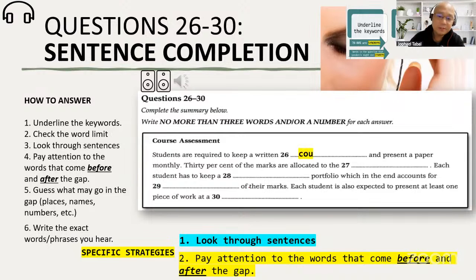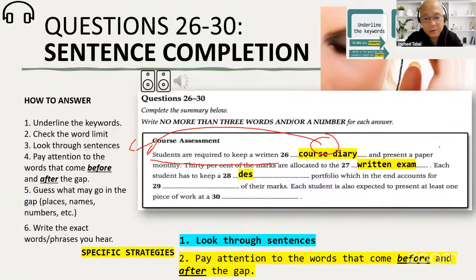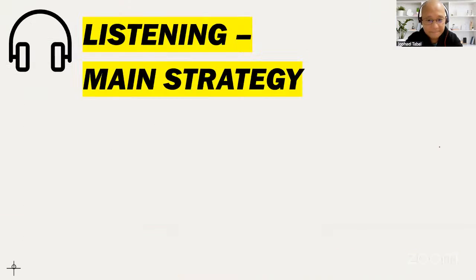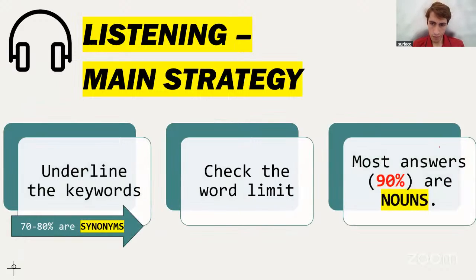So for example here, the answer comes first, before the keyword. So they have to read from point A to point B in this fill in the gaps. And then all of the answers here are nouns. Okay. That's it. Nouns, usually nouns.